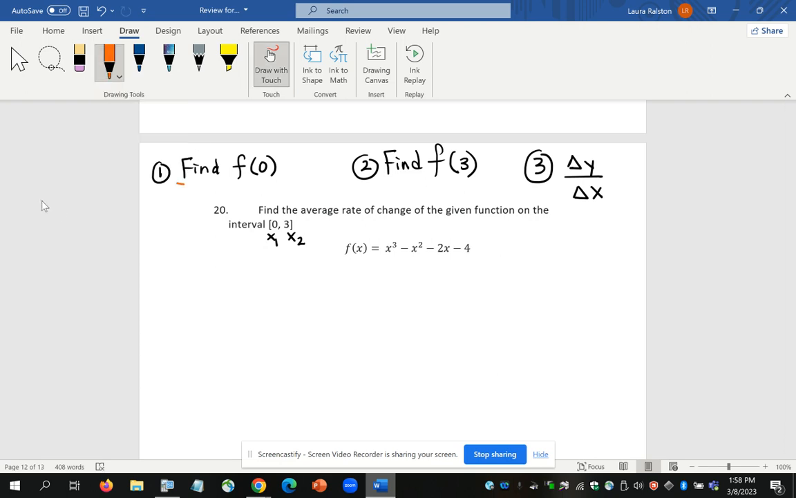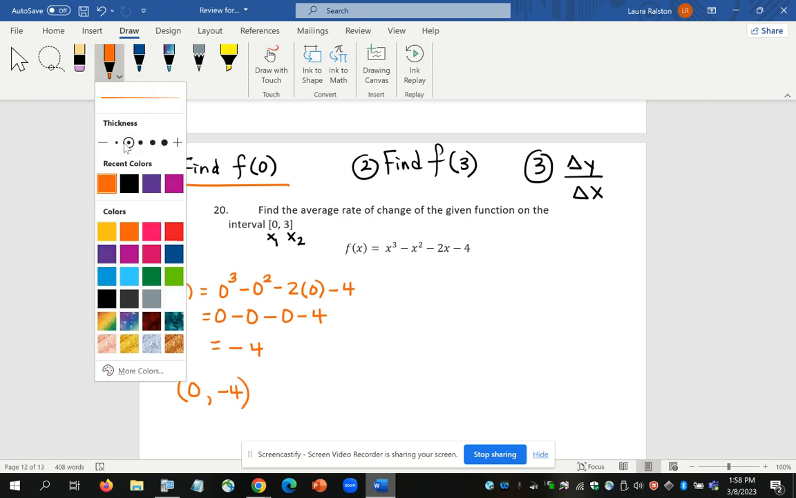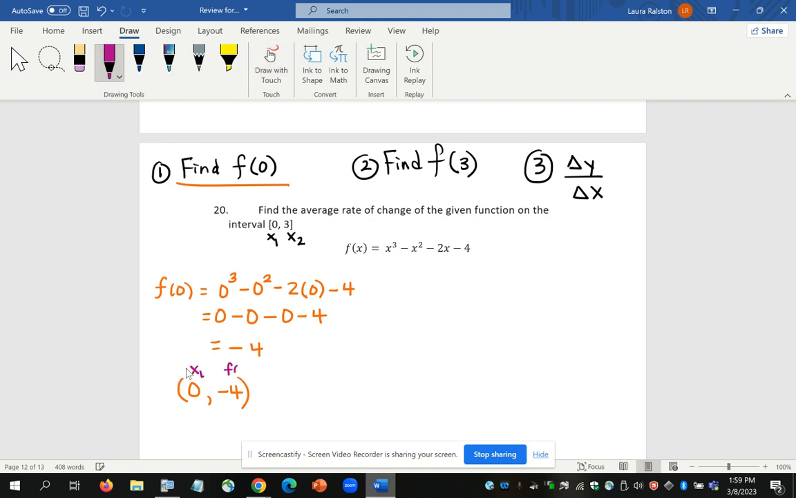Okay, so if we do f at 0, f at 0 would be 0 cubed minus 0 squared minus 2 times 0 minus 4. So I would have 0 minus 0 minus 0 minus 4, which I hope you realize is negative 4. So if you think about it as an ordered pair, 0, negative 4, that gives you x1 and f of x1, which is the same thing as y1.